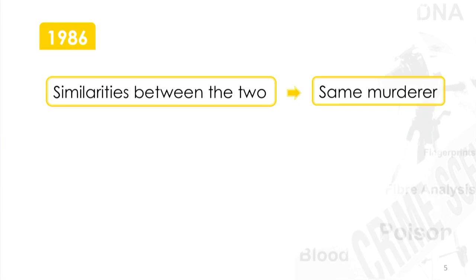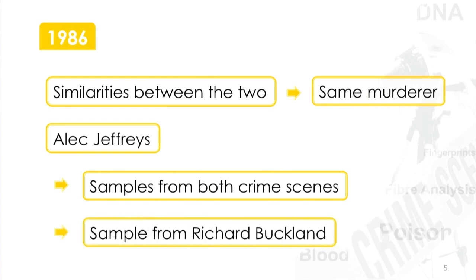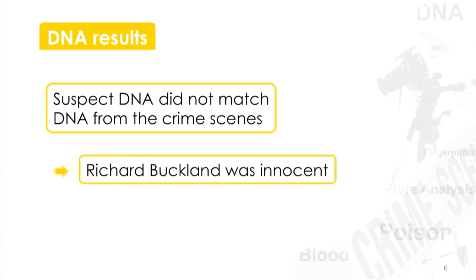So Narborough is not that far from Leicester, and they asked Alec Jeffreys to help. So they supplied him with samples from both crime scenes and a sample from the confessed killer of one, Richard Buckland. And Alec Jeffreys did the DNA analysis and got a very surprising result. The DNA of the suspect did not match the DNA from either crime scene. Richard Buckland had killed neither of them.